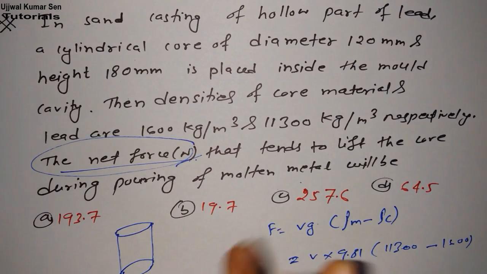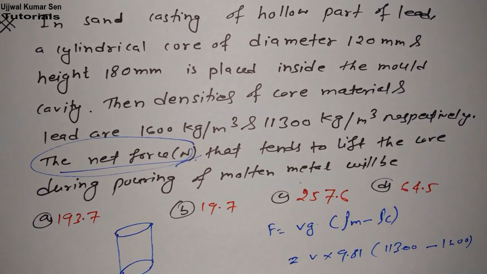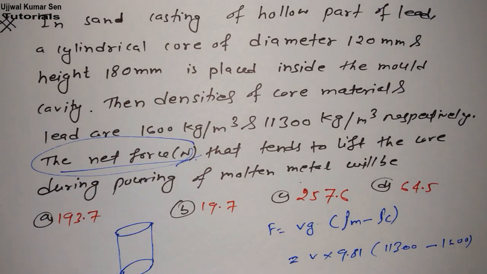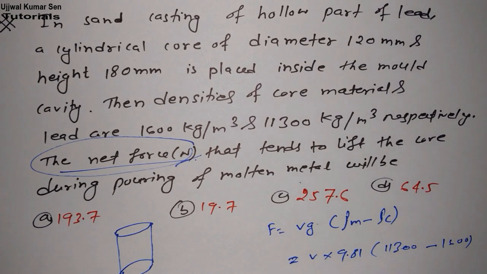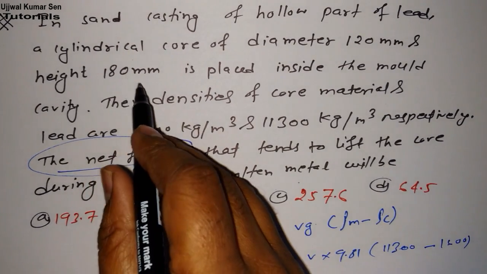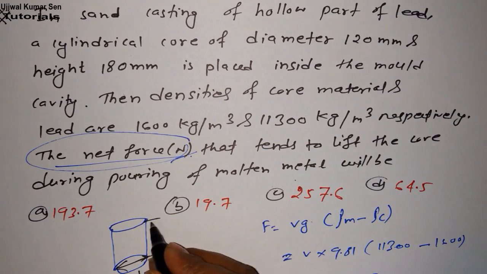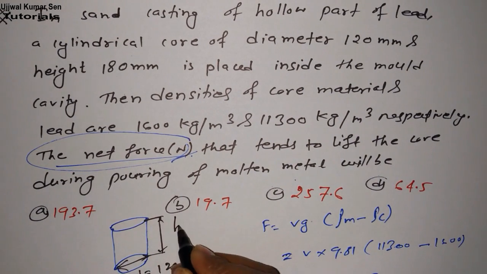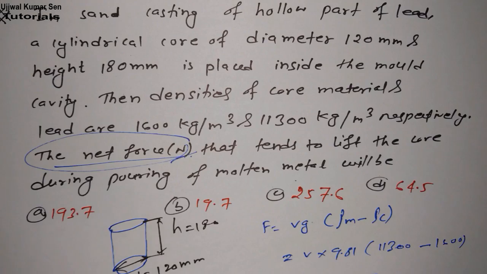Now I will go through the whole question, then I will try to solve it. In sand casting of a hollow part of lead, a cylindrical core of diameter 120 mm and height 180 mm. Now you can see the question.